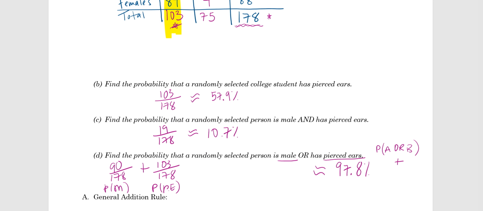If I add those together, I got a little bit of a problem because I end up with 193 out of 178. And of course, that's not a legitimate probability value because it's greater than 1. So for the probability of event A or B, I can't just add them together in this case.